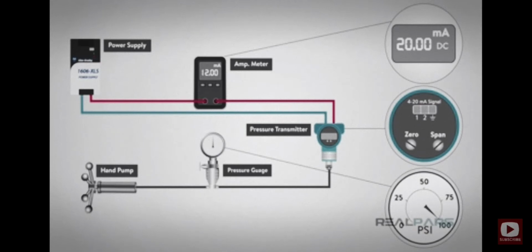Unfortunately, with analog transmitters, the 0 and span adjustments are interactive. That is, adjusting one moves the other. Therefore, the calibration is an iterative process to set 0 and span, but only 2 to 3 iterations are usually required.